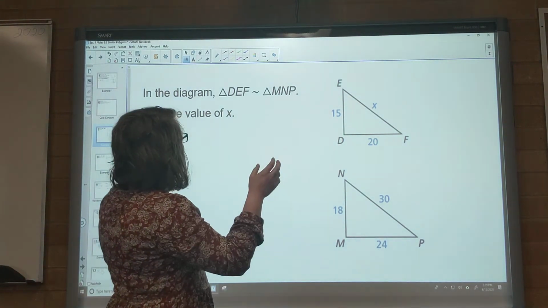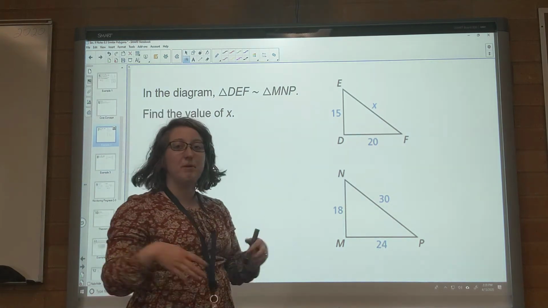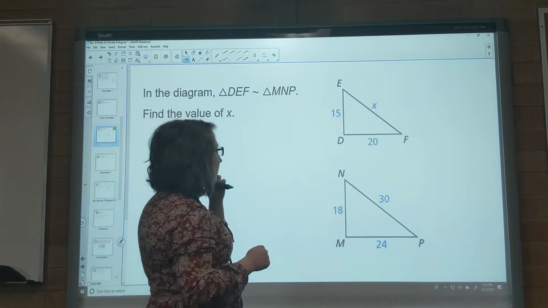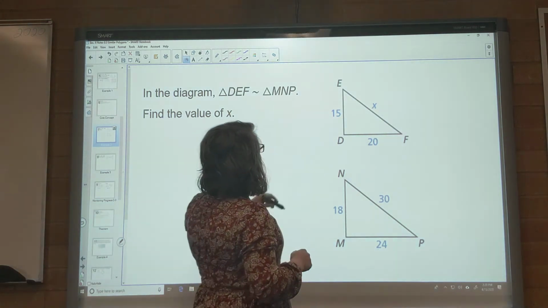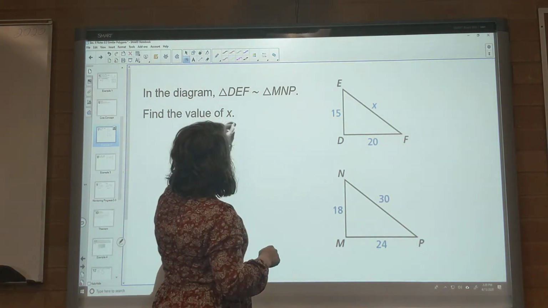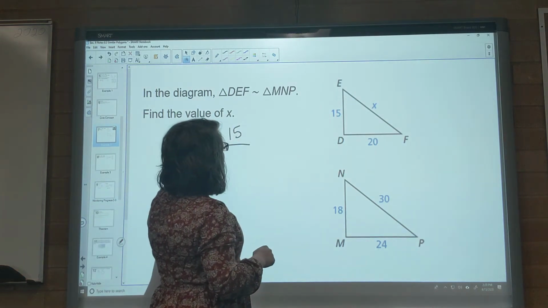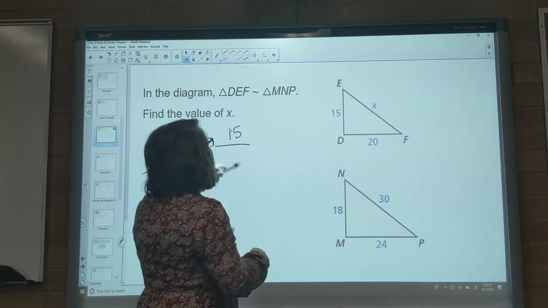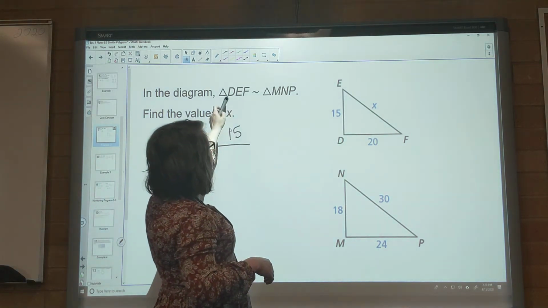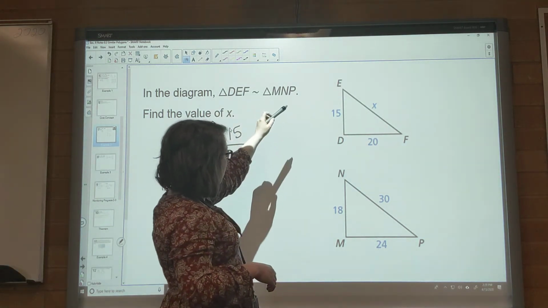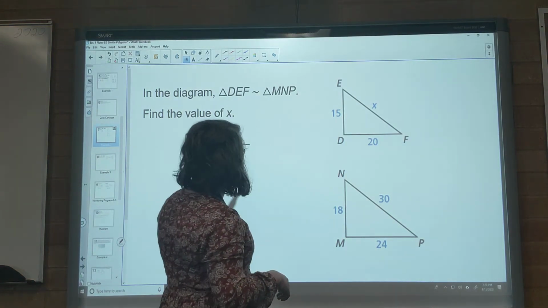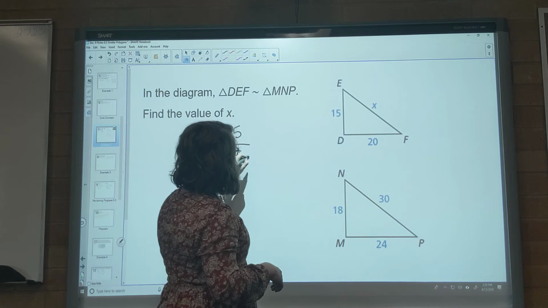So I'm just going to start with triangle DEF, and I'm just going to pick a side that has a number, not an x with it, okay? So I'm going to pick side DE, which is 15. So I'm going to go 15, and it's going to go on the top, and then I'm going to see what it matches with. Mr. Lee likes to use the letters. I like to use the letters and the pictures too. So DE matches with MN. So DE is 15, then MN is 18. So I'm going to put that on there.